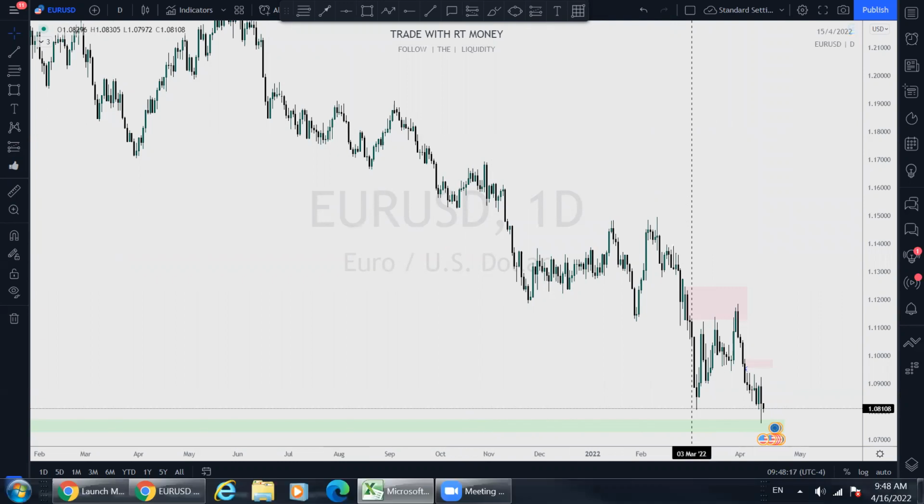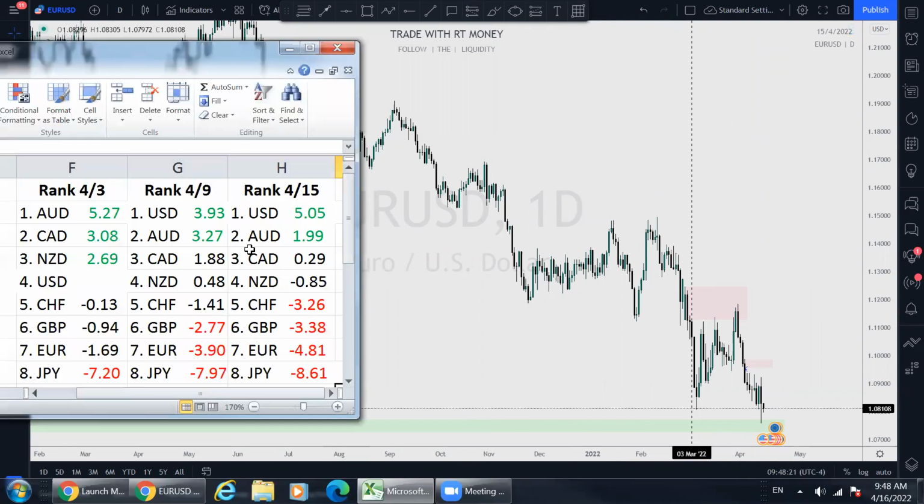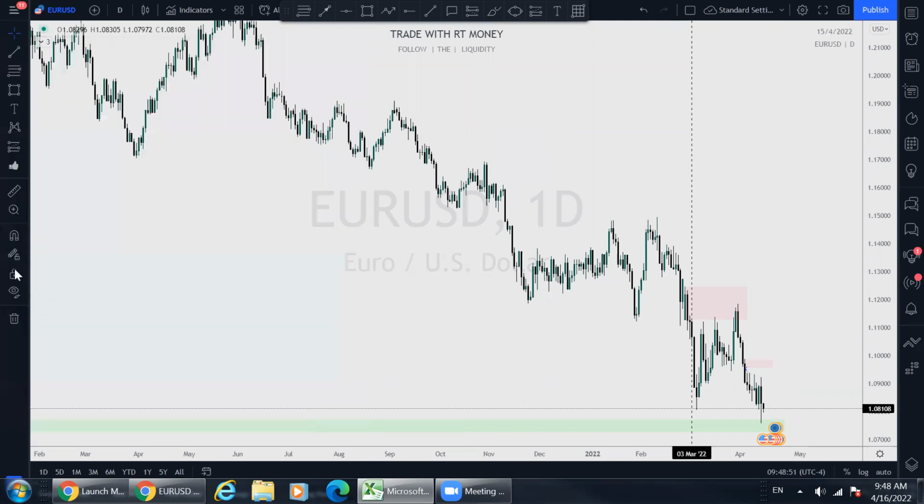Now, taking a look at the RT money meter real quick, we can see that the euro is very weak. What's notable is that last week it was at 390, and this week it's at minus 480. Getting weaker. US dollar, opposite. 393 last week, 505 this week. Top of the heap again, and getting stronger. So trending in two opposite directions, right?